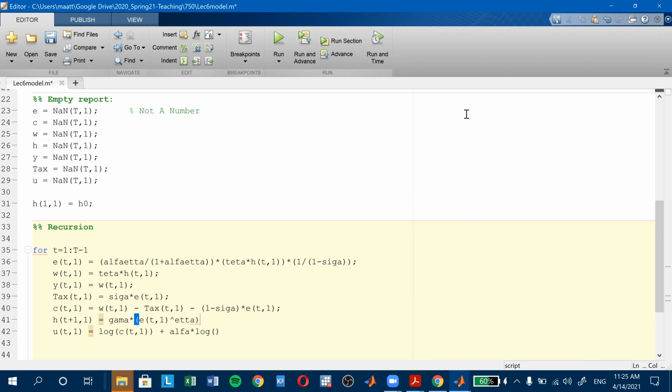ET to the eta times HT to the 1 minus eta, right? But be careful, we are creating, so this will be log HTT plus 1.